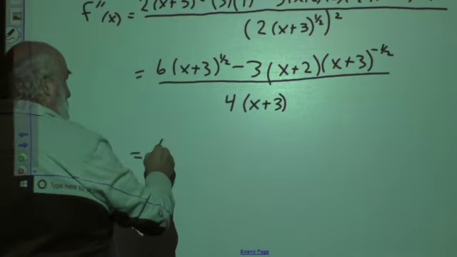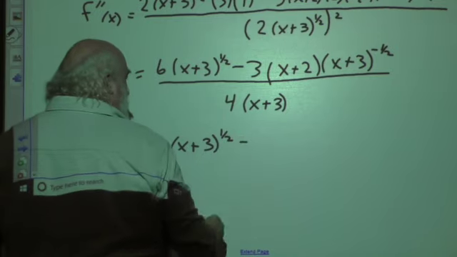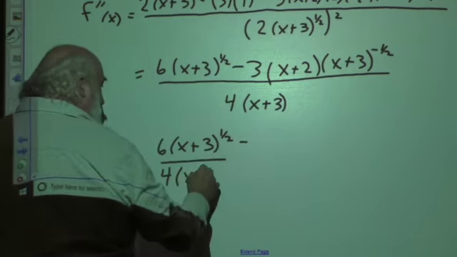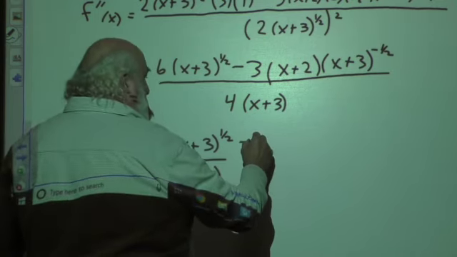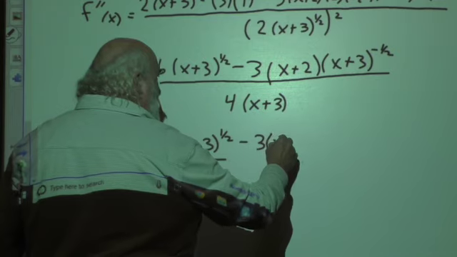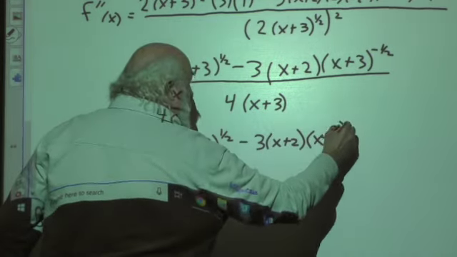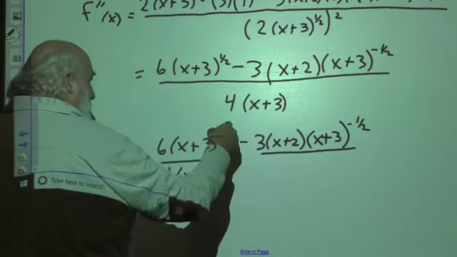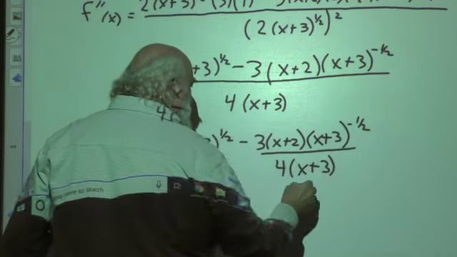So this becomes 6 times (x + 3)^(1/2) over 4 times (x + 3), minus, and this becomes 3 times (x + 2) times (x + 3)^(-1/2) over, again, 4 times (x + 3).